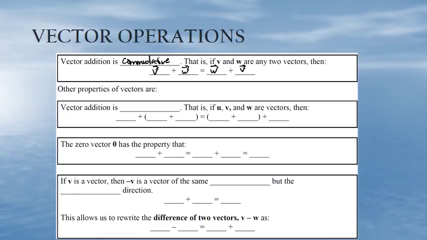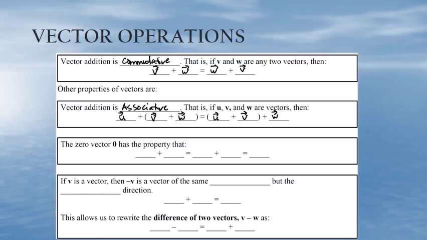Some of the other properties of vectors are that vector addition is associative. That is, if we have three vectors, u, v, and w, then if we have vector u plus vector v plus vector w, where v and w are being grouped, we can put them in the same order, but just change the grouping and the equality stays. That's what the associative property says.